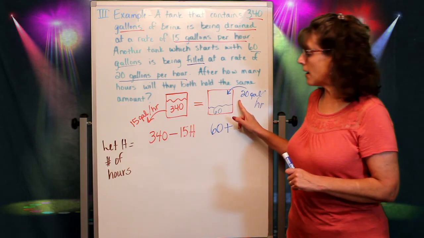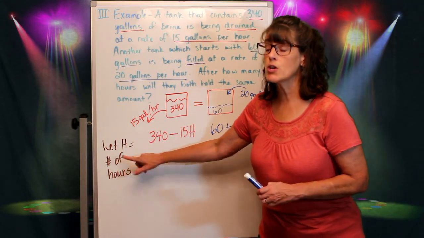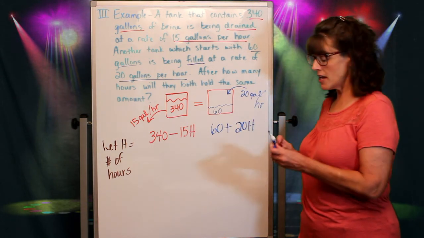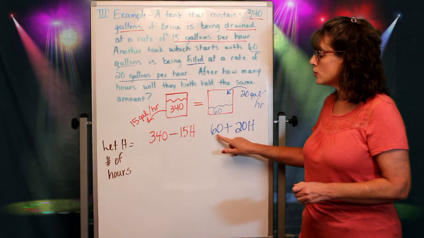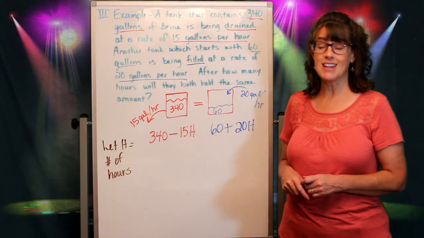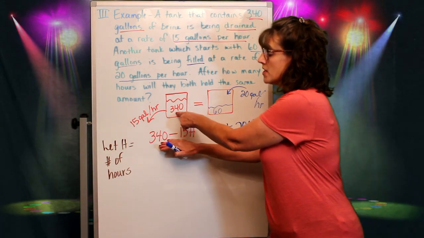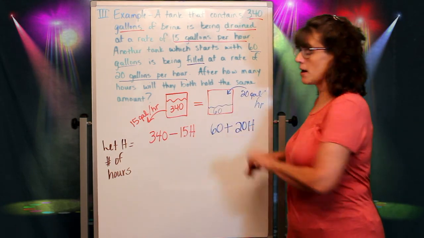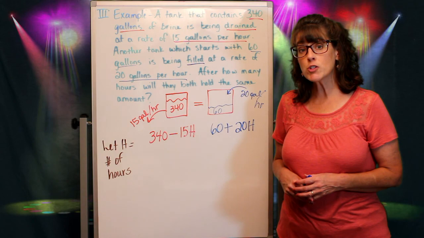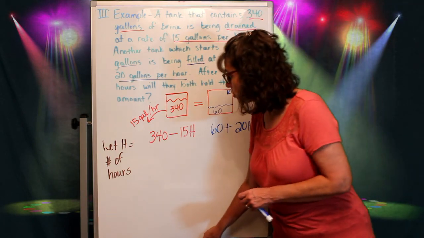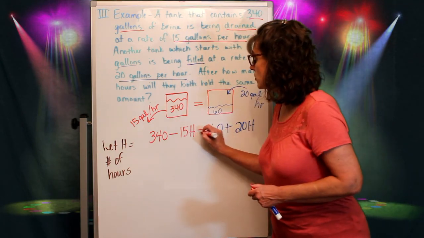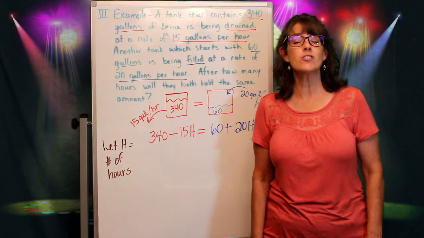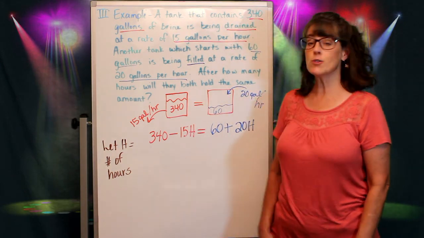Still don't know how many hours, but it's going to be the same number of hours. So I'm going to multiply 20 times that h. This tells me how much is being added to the initial amount of 60. So this is how much is in this tank after this many hours. This is how much is in this tank after that many hours. What do I want to know about the two amounts? Yes, I want those two amounts to be the same, so I want the two to be equal. And we just did the hard part. We just set up the equation. That's the hardest part. Now all we got to do is solve it.